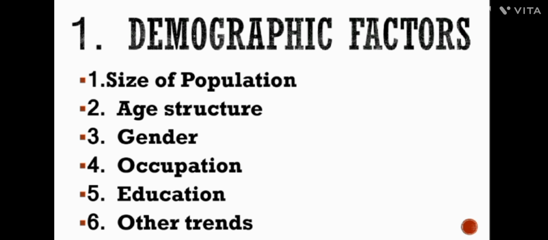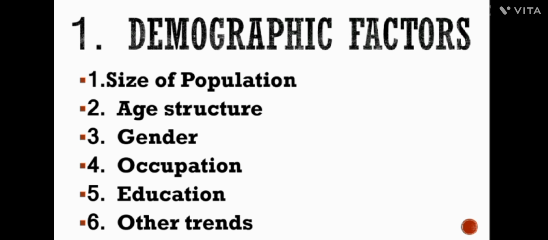So multinational companies mostly invest in developing countries, so that it will help create a huge demand there, and they will also get low cost labor. Next factor is age structure. Age structure depends upon the age of the people in the country.